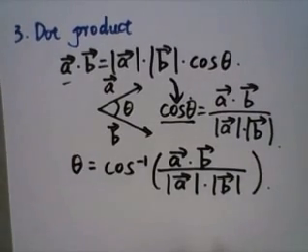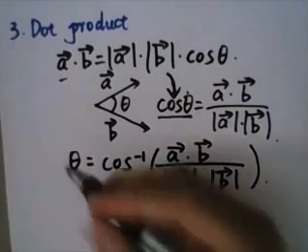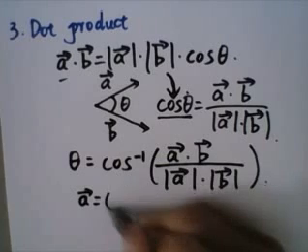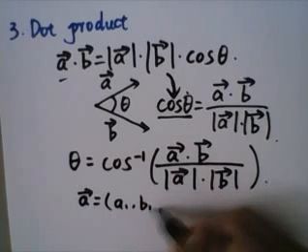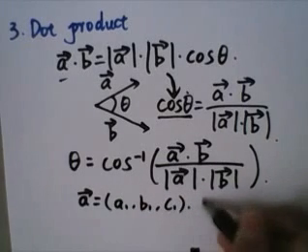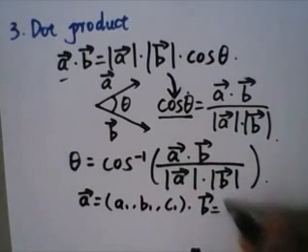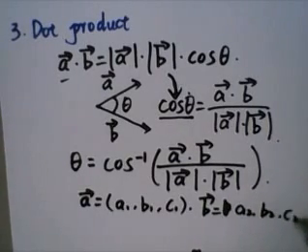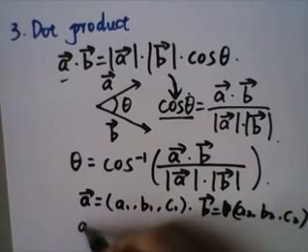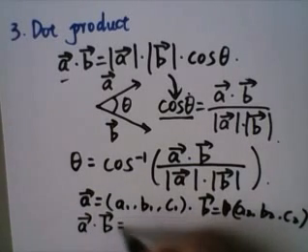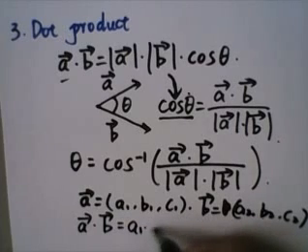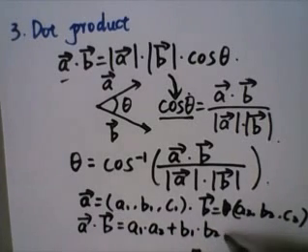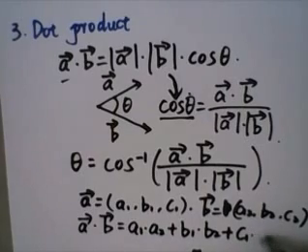Now, we can apply the position vector to this dot product. For example, vector A is (a1, b1, c1), and vector B is (a2, b2, c2). Then A dot B is just a1 times a2 plus b1 times b2 plus c1 times c2.